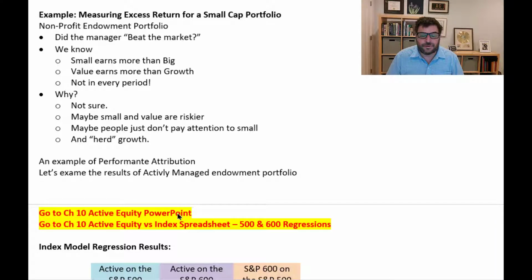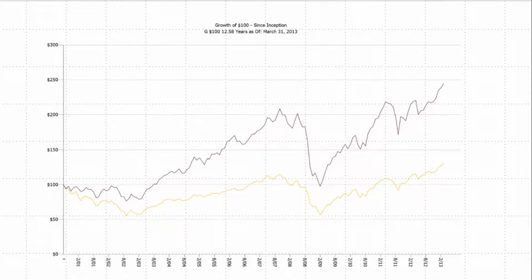So I'm going to look first at a quick PowerPoint to show you some of the data that we were presented, and then I'm going to go to a spreadsheet where we do some analysis. This is a document that we were sent on the Investment Advisory Committee as part of our quarterly review. You can see this is just a wealth index chart starting at $100. This gives us the value of $100 going forward through 2013, which is when this was presented to us. And the brown line is the active portfolio, and the yellow line is the S&P 500.